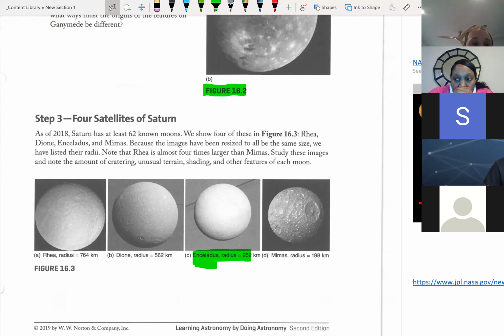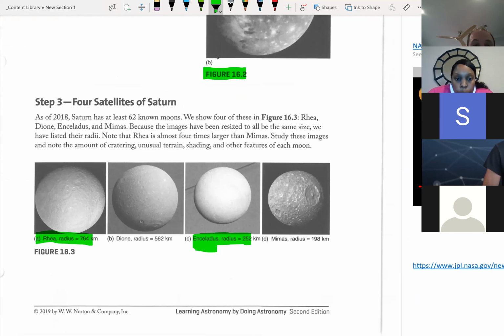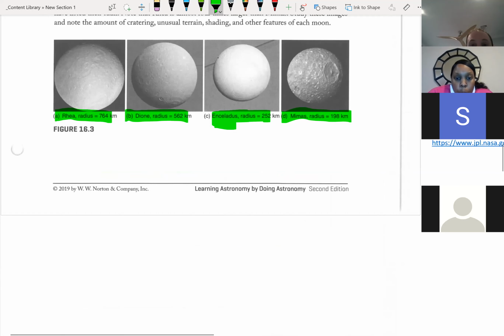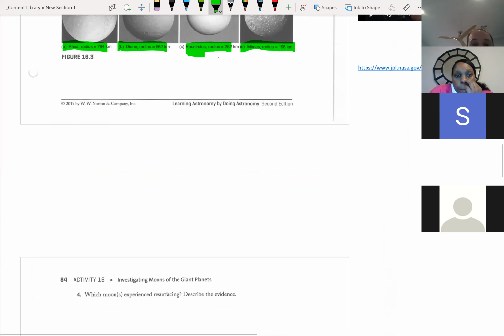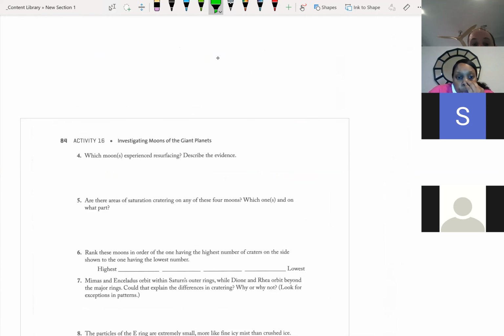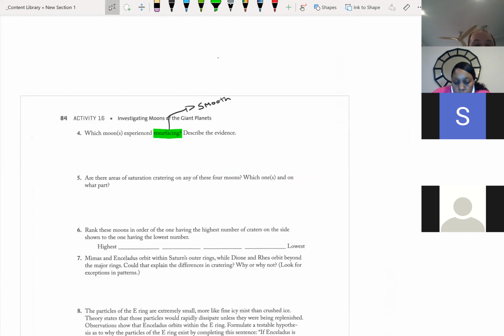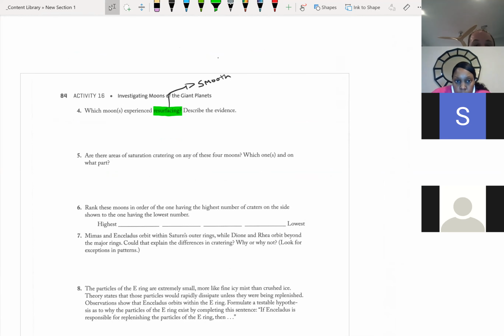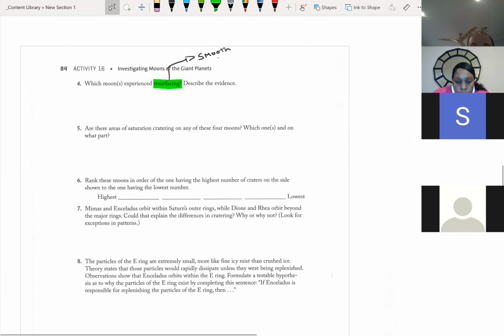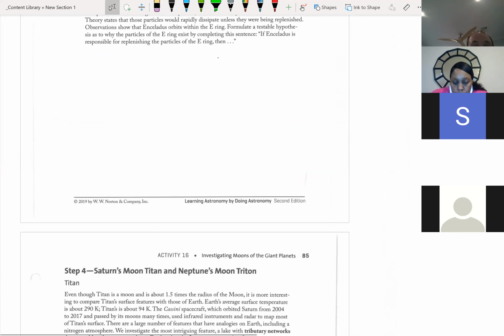Okay, so basically in this part, step 3, you've got your 4 moons, and again, it's just comparative. All these questions just have you compare the 4 moons. When we're looking for resurfacing, what are we looking for? Smooth plains, like on Earth's moon, like the Maria, okay? Saturation cratering, we're looking for what we saw on Earth's moon. So again, for all these questions, you're just looking at the pictures and doing a lot of comparing. Then we go to step 4.